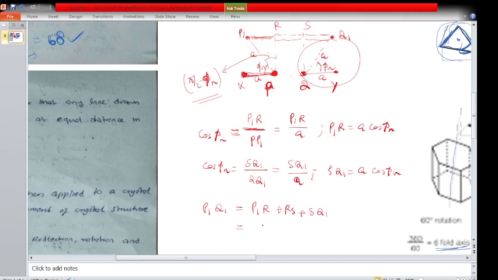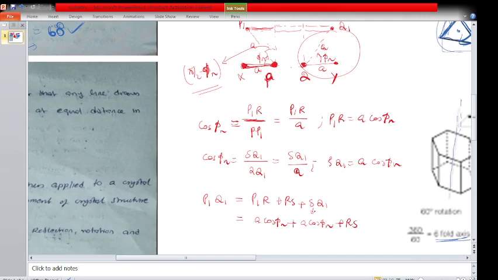P1R is nothing but A cos phi n, plus the second one is A cos phi n. RS is also... sorry, not RS, XQ1 is A cos phi n, and then plus RS, we will be getting RS. XQ1 is A cos phi n, that we have already here, these two.